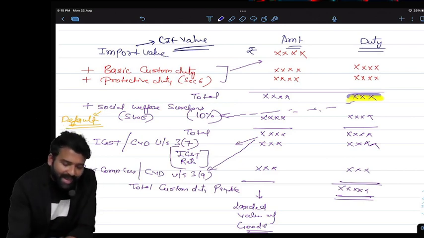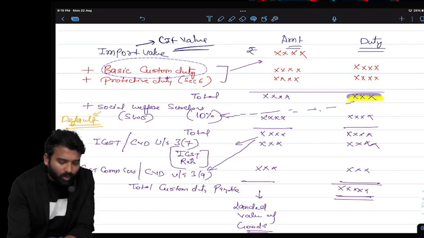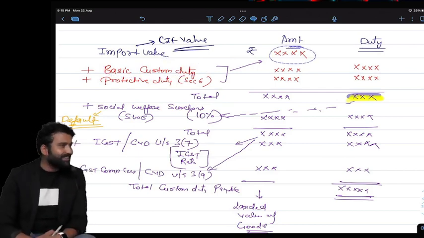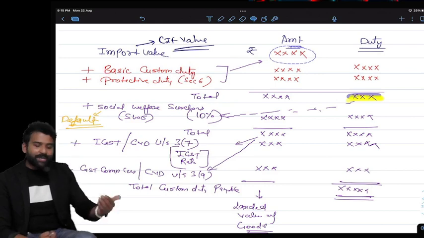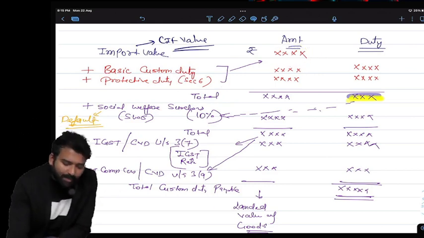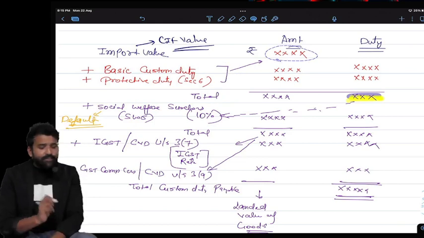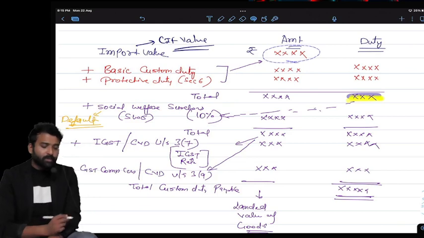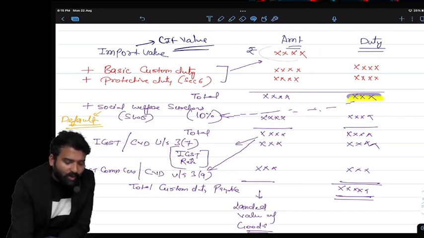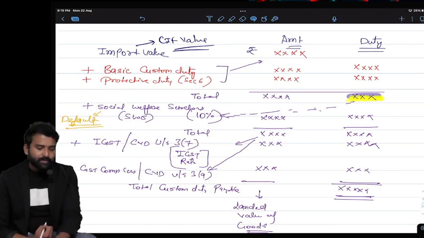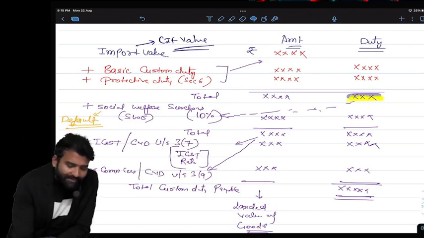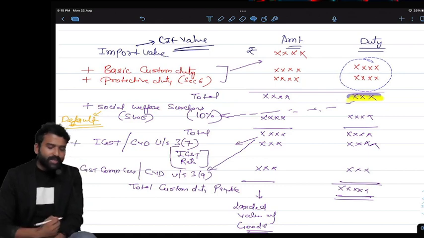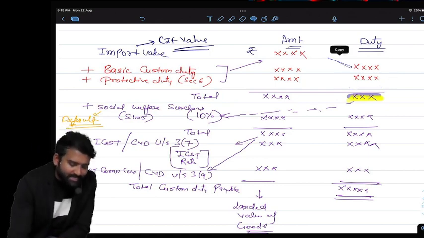First, I will add basic customs duty on CIF value. So what rate is given in the question? 12%, 15%, 20%, the question will give the rate. So I will apply that rate on the CIF value. If protective duty is given in the question, I will also add the protective duty on the CIF value. Both the duties will be calculated only on the amount of CIF value. Okay. Now I will also separate these taxes and write them down separately here. So this is the basic customs duty amount, this is the protective duty amount.